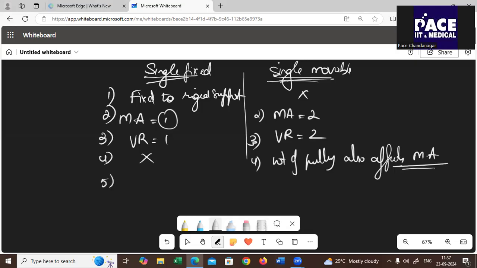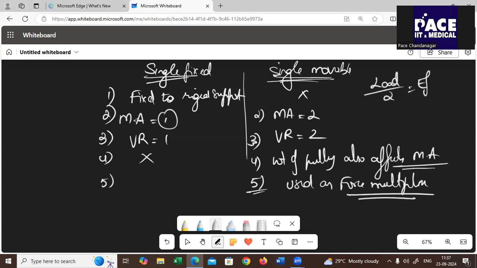And it is used to change the direction of effort from upward to downward, whereas it is used as a force multiplier. Number 5: a single movable pulley is used as a force multiplier, because you are actually moving twice the distance, whereas one distance is being lifted with less load, less effort there, right? So load by 2 is equal to effort.